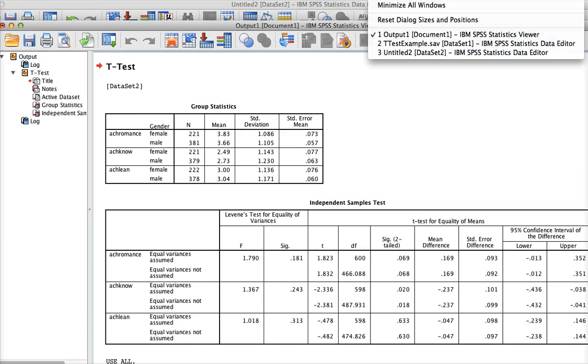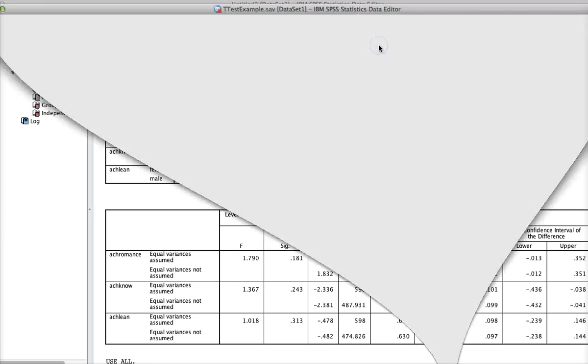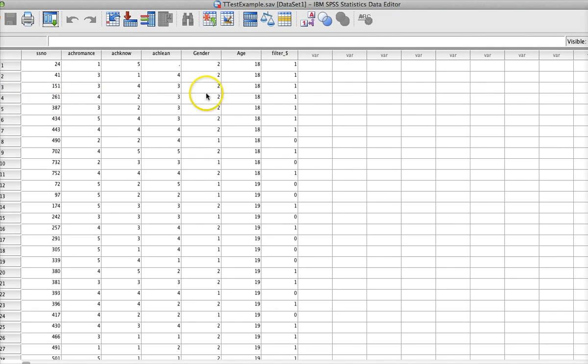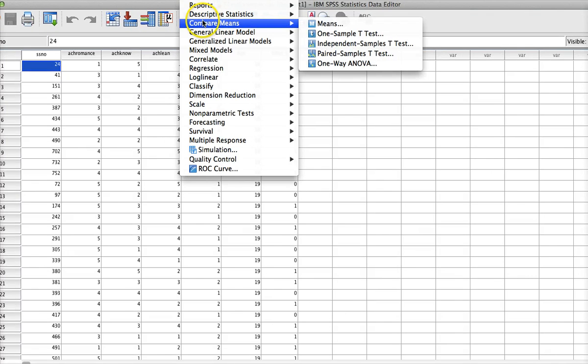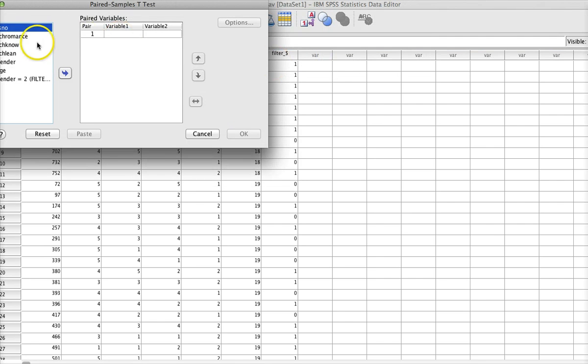To know that it did this, if we take a look at the data, it should have crossed off the data for people who aren't women. Can't tell that it did this, but in any case, now that I've selected only the women, I want to go to Analyze, Compare Means, and look for the Paired Samples t-test. Then I put in the pairs that I want to compare. I want to see how they responded to the romance item versus the leanness item. Did they care about one more than the other? And was it a statistically significant difference?